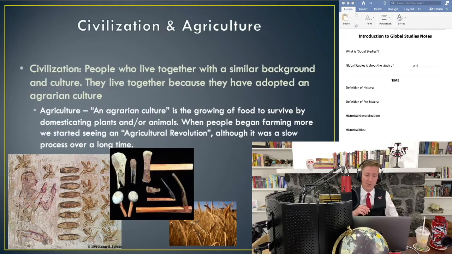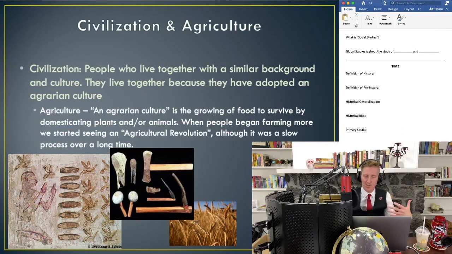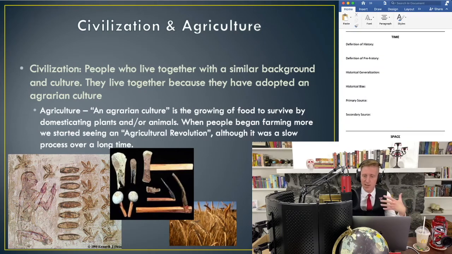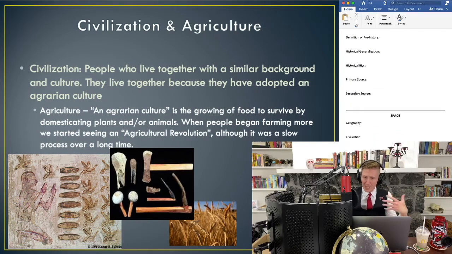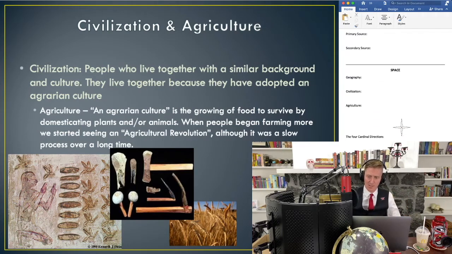All right, for those who may have missed it, above me I've got our worksheet that we're currently working on right now. Yesterday we did most of the stuff. We talked about what social studies is and what this class is all about. Global studies is a study of time and space. We studied the definitions of history, prehistory, generalization, and bias. We talked about primary and secondary sources.